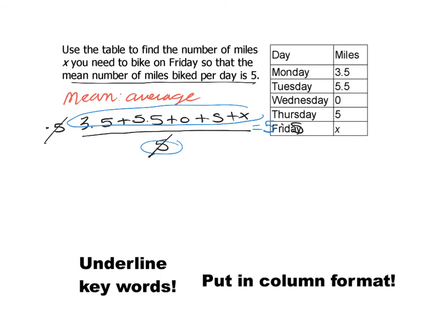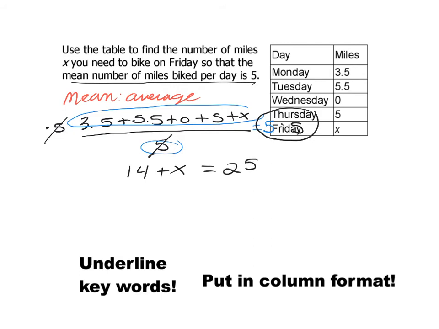Well, now I have all these things on top. I'm just going to combine my like terms. And when I combine my like terms, I get 14 plus the x still. And that's equal to now 5 times 5, because I multiplied by 5 over here. 5 times 5 is 25.